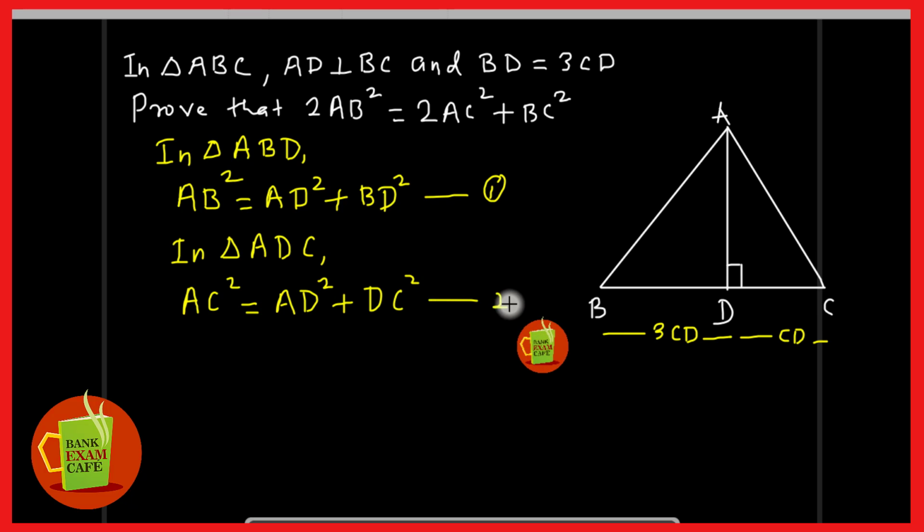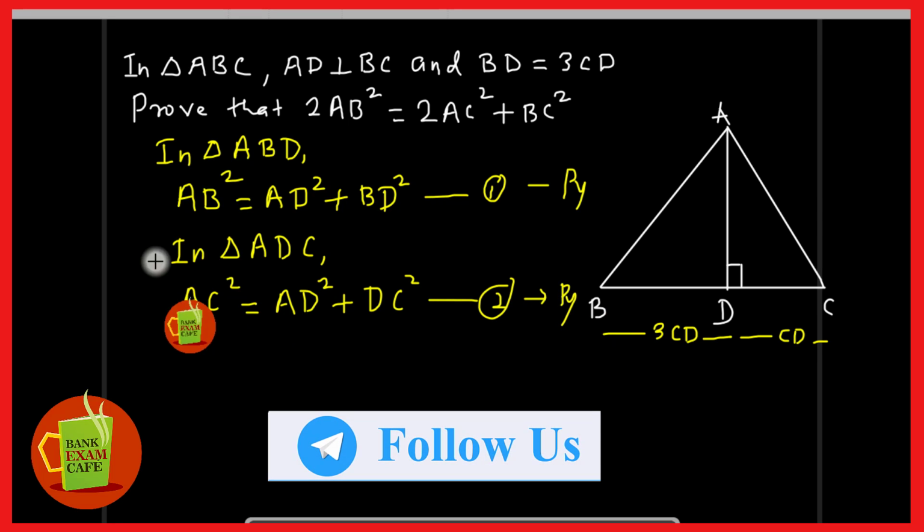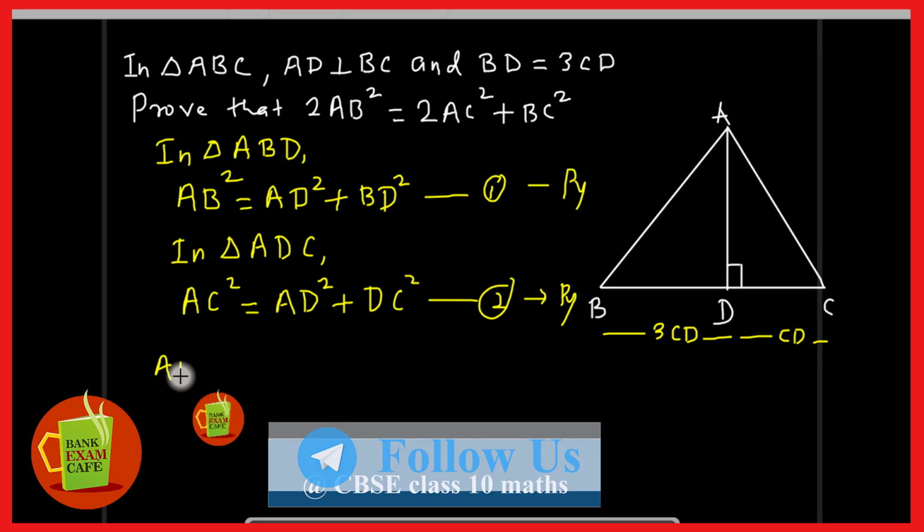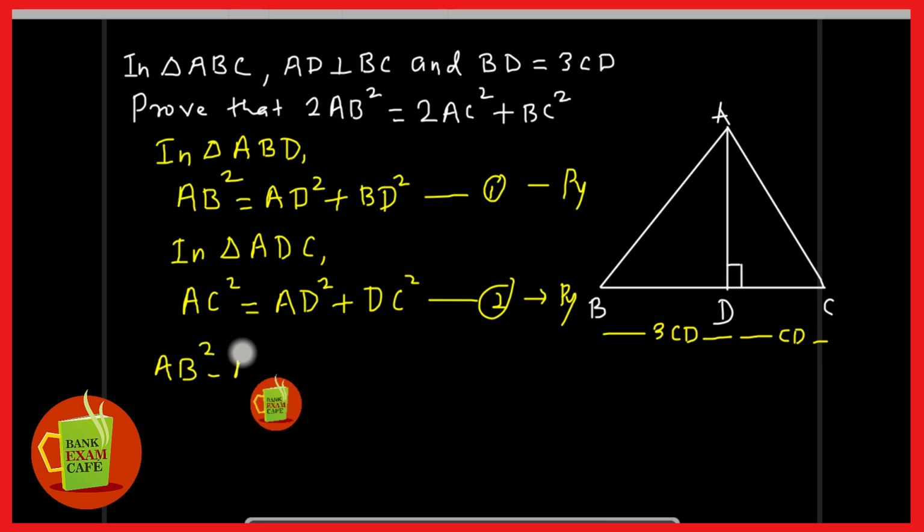Let this be number 2. The reason for this is Pythagoras theorem, and the reason for this is also Pythagoras theorem. Now subtract equation 1 and 2. So subtracting 1 and 2, we will get AB square minus AC square, correct? Because we want AB square and AC square, so we have subtracted these two.